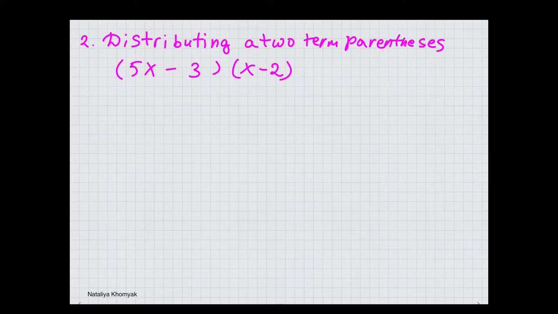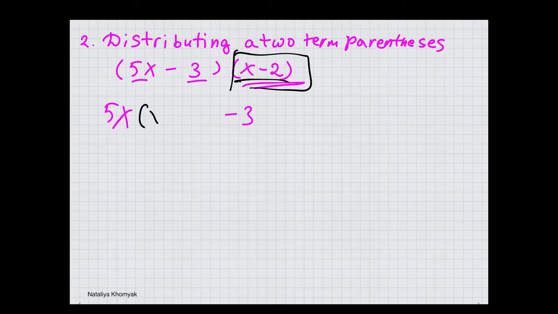Distributing a two-term parenthesis. So you can just choose which parentheses you want to distribute into. I'm going to distribute this parenthesis into 5x minus 3. So the first thing I'm going to do is rewrite the insides as is with some room for distribution. I want to be able to squeeze in this second parenthesis. So we're going to distribute this x minus 2. Each term gets x minus 2.